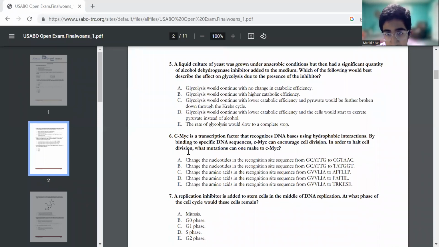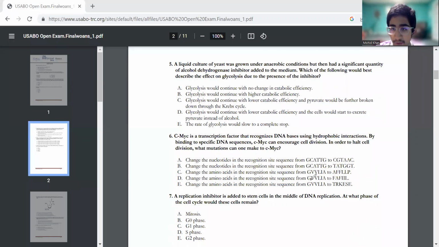CMYC is a transcription factor that recognizes DNA bases using hydrophobic interactions. By binding to specific DNA sequences, CMYC can encourage cell division. In order to halt cell division, what mutations can one make to CMYC? Okay, so the essential thing to realize here is hydrophobic interactions.